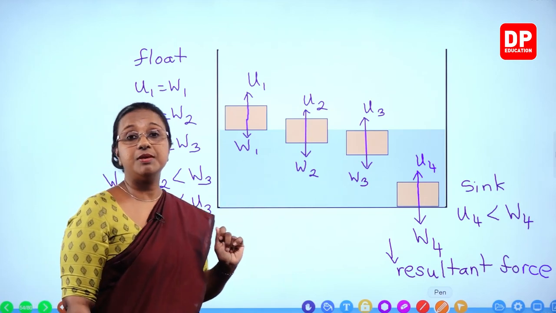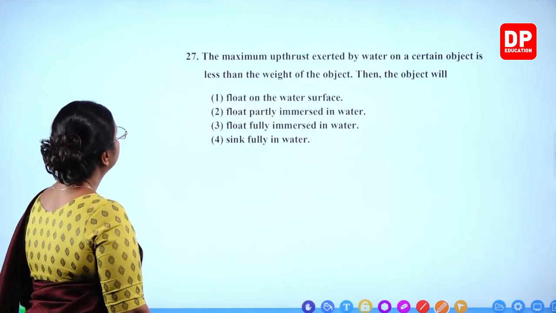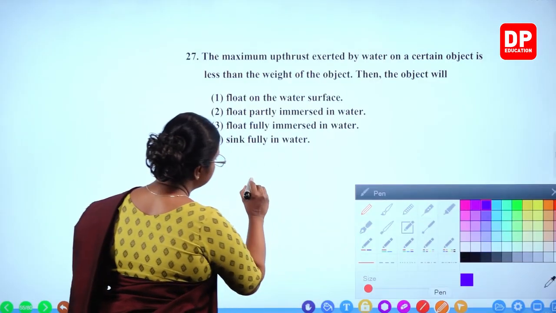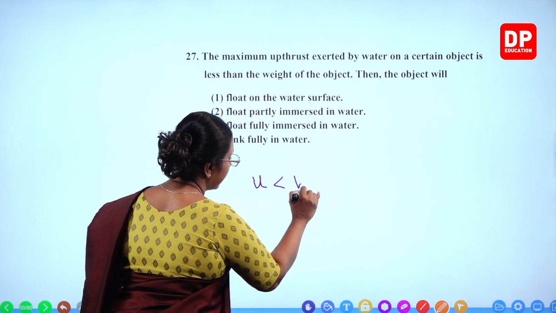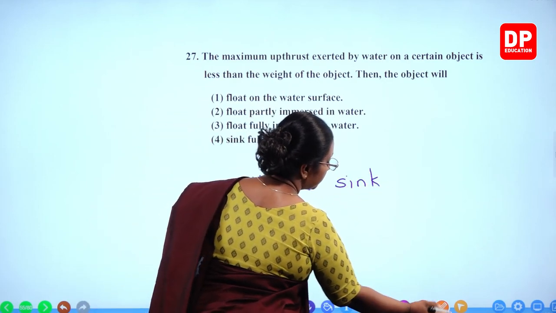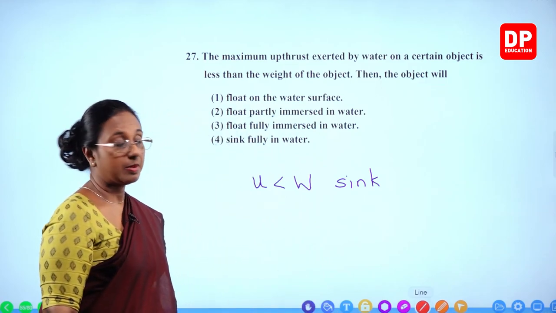So now if we move on to the question, here you can see the maximum upthrust exerted by water on a certain object is less than the weight of the object. So here the instance is upthrust is less than the weight. Then what has to happen? It has to sink. You can remember that.